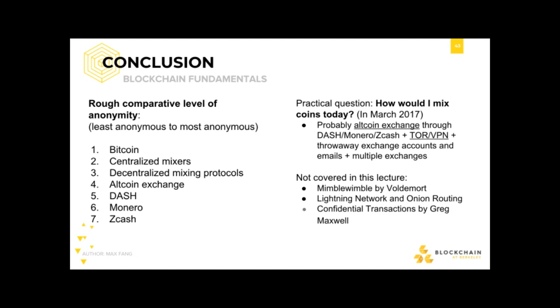So if you ask a practical question, how would I mix today? Well, probably use some kind of altcoin exchange through, of course, I would use a Tor and VPN because I don't want to get screwed at the network level. But yeah, I'd use some kind of altcoin exchange through maybe Dash or Monero or ZCASH, and then throw away my exchange accounts, emails, and use multiple different exchanges.